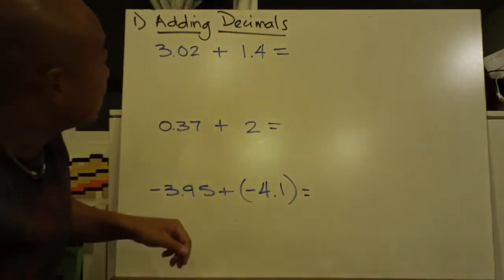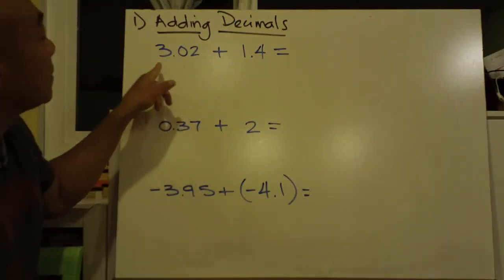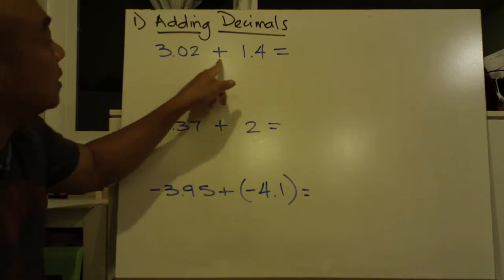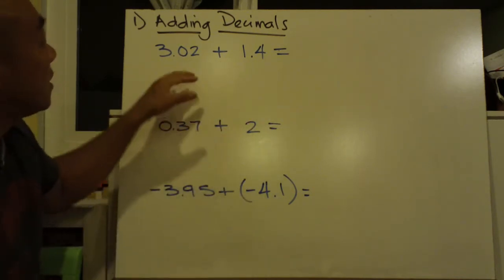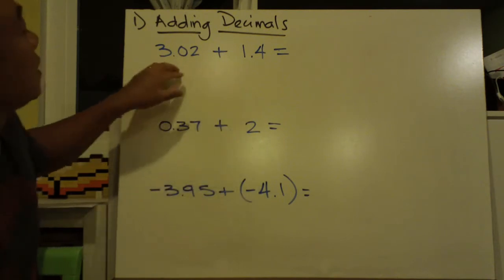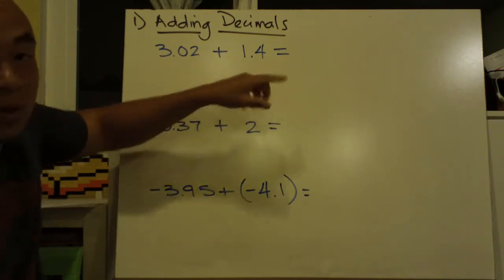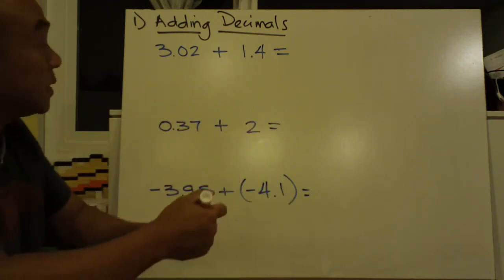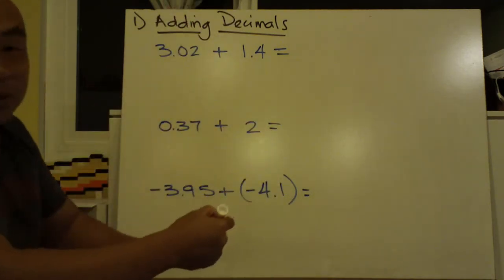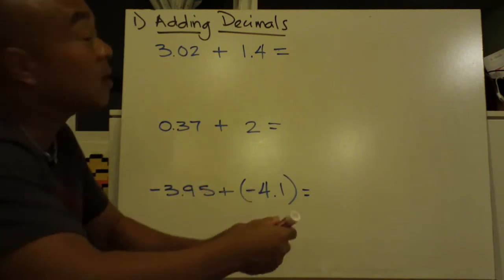Alright, so let's just jump right into it. So here I have 3 2/100 plus 1 4/10. And again, if you look at the number of digits on this side, you have 3, 1, 2, 3, and here you have 2 digits. So we're going to, number 1, use zeros as placeholders, and we're going to place them into column formats, and don't forget about lining up your decimals.